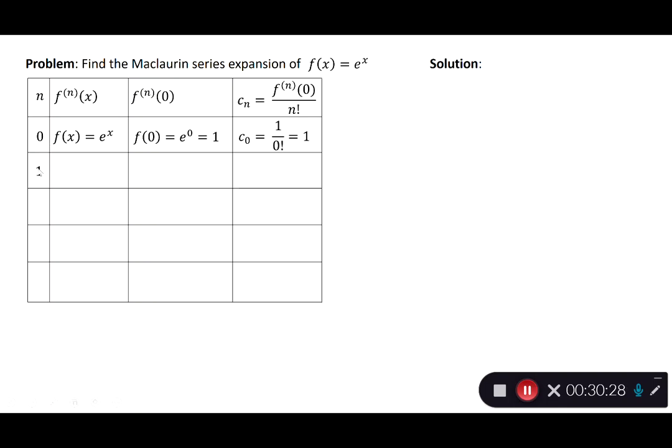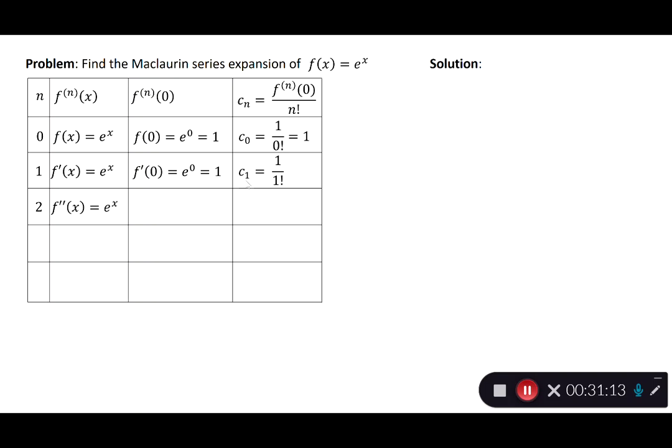Now, let's increment n to 1. What should go in the second column? F prime of x, right? Can we figure out f prime of x? Yeah, f of x is e to the x, so when we differentiate, we get again e to the x. Evaluate that at 0. F prime of 0 is equal to e to the 0, which is 1. C sub 1, right? C sub 1 is f prime of 0 over 1 factorial. That is 1 over 1 factorial, and I'm leaving it as 1 over 1 factorial, not simplifying it.